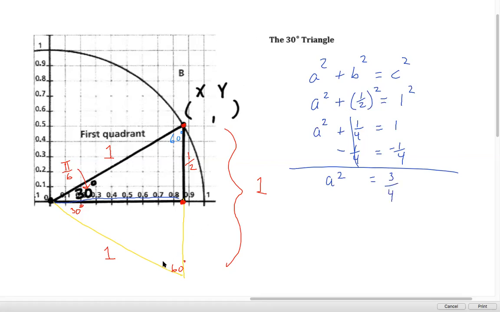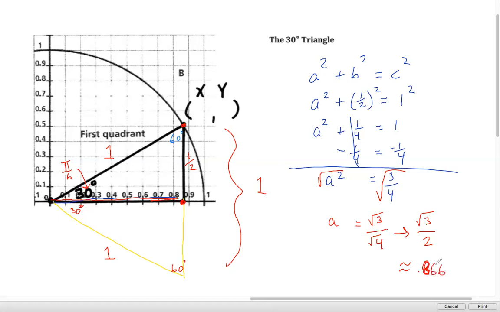Now we've got to take the square root to both sides. So now we have a equals the square root of 3 over the square root of 4, which is to say the square root of 3 over a whole 2. So this distance here along the x-axis is no longer unknown. It's worth exactly the square root of 3 over 2. As a decimal approximation, it's approximately 0.866.